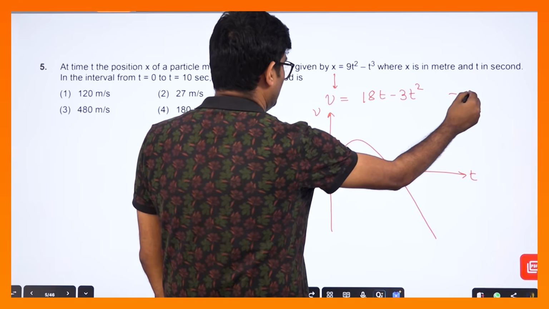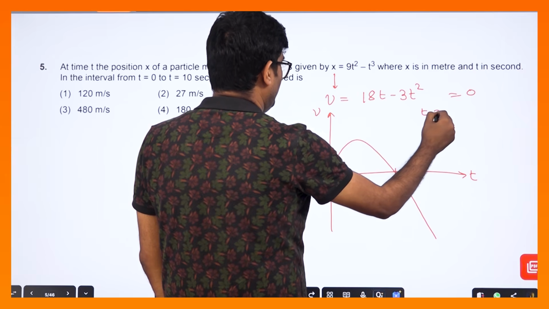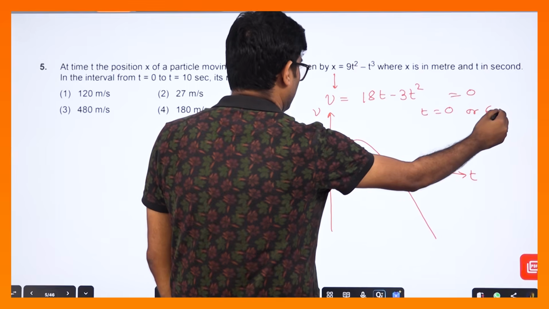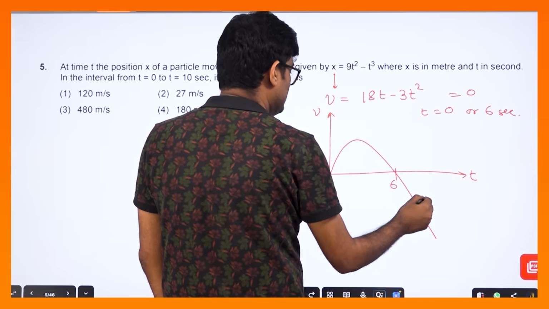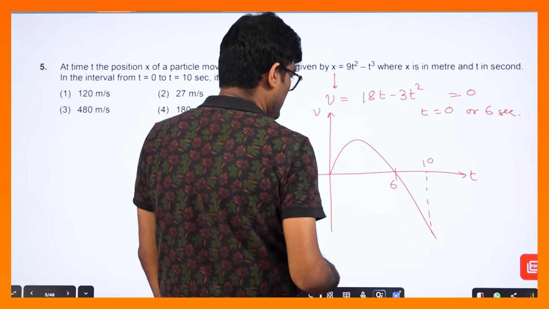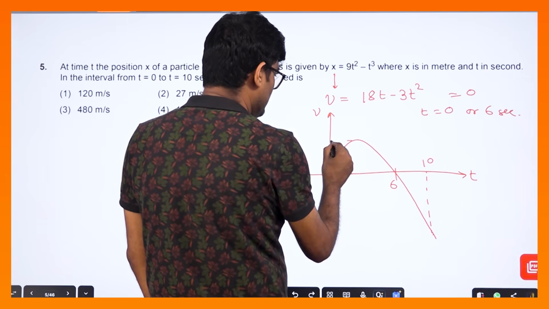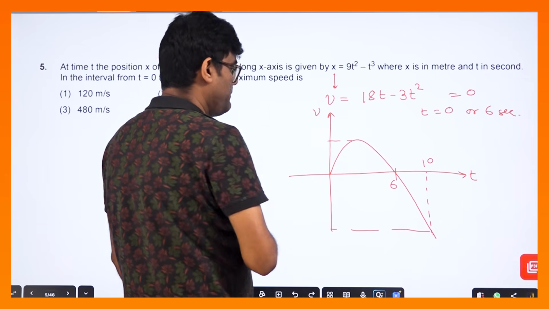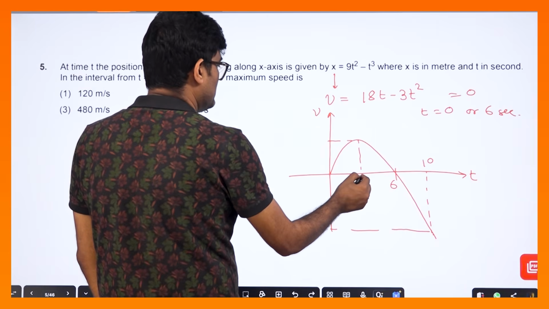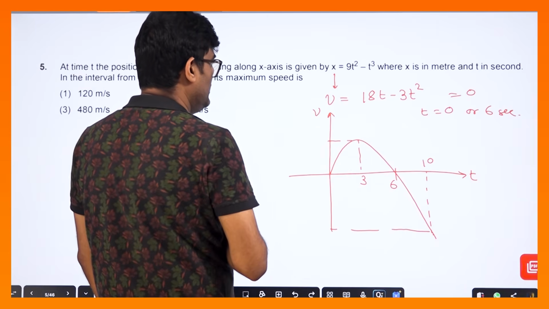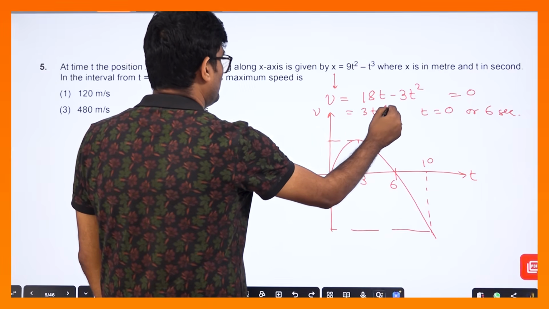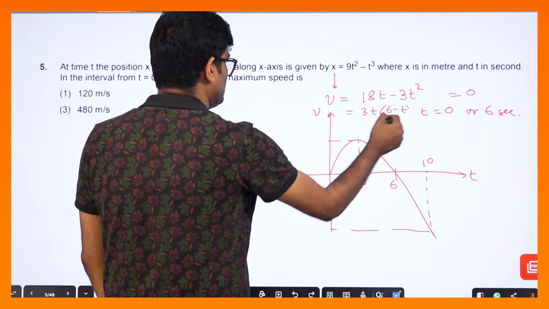If I make it 0, then the time will be either 0 or 6 seconds, right? So if it is 6 seconds, you can see 10 seconds is here. I have to check whether this one is high or this one is high, because it is speed, so I have to only take the magnitude. If it is 6, this must be 3. So if I put t equal to 3, then it is 3t into 6 minus t.